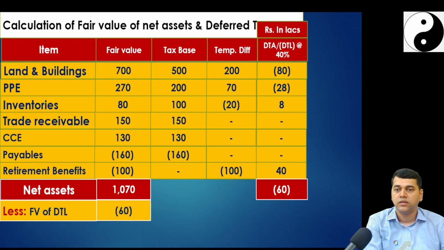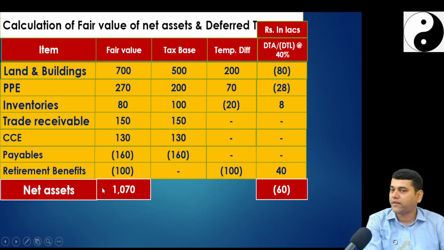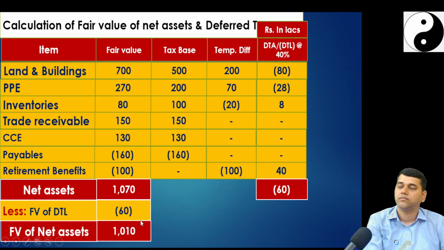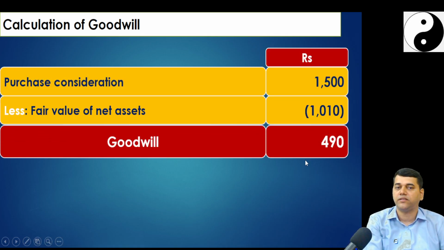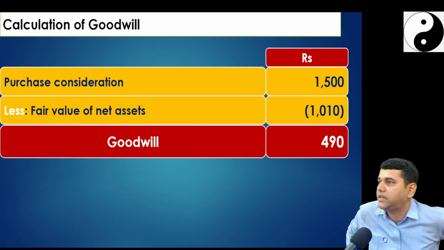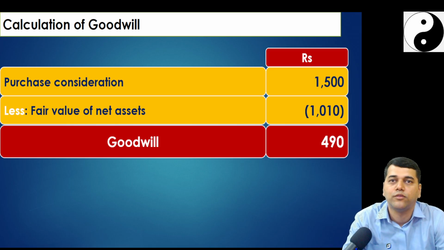So total net assets 1060. So fair value of the net assets is 1010, because already you have got a fair value 1070 plus additional 60 deferred tax liability. Did you get this? Fair value of the net assets. Now, what is the goodwill? 1500 is the purchase consideration, net assets is 1010, 490 is the goodwill. Yes, anything happened? Any mistakes? I would like to discuss.